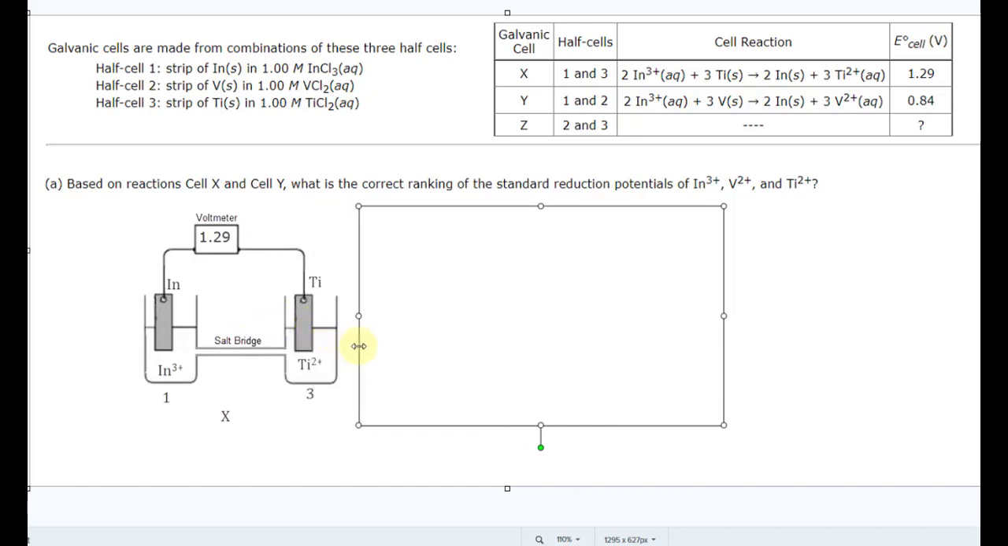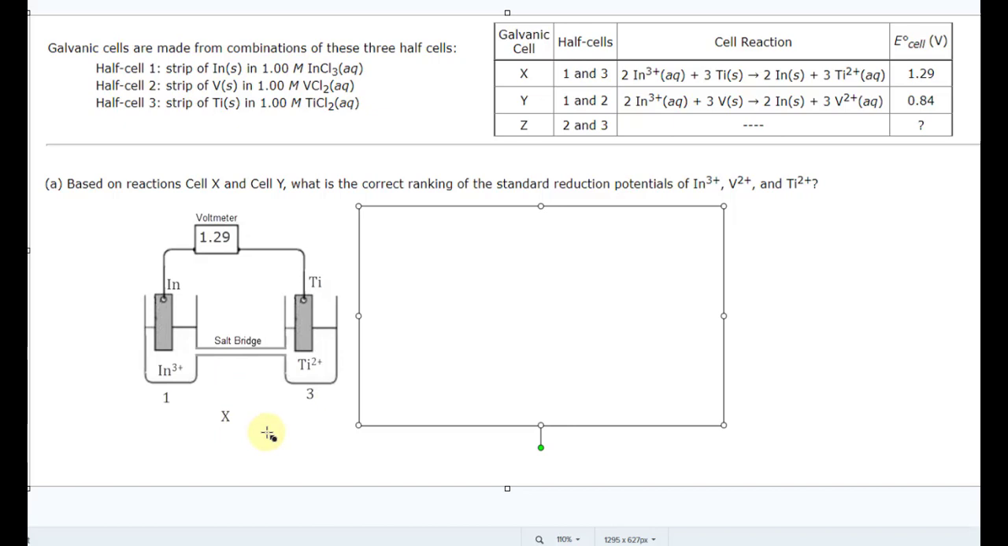Now, if I was doing this problem, I probably wouldn't draw on the salt bridge. I'd just make a quick sketch to clarify things for me. And this does. I see galvanic cell X, and I see it's got a half cell here and a half cell here, and they give me its voltage, 1.29. This is a lot clearer to me, and it's worth the time.